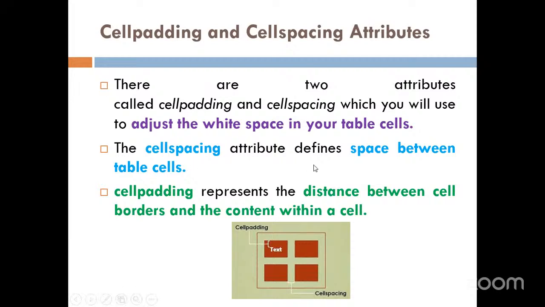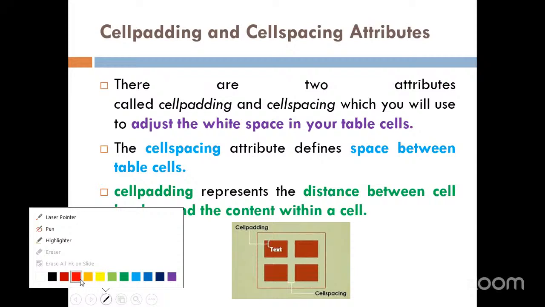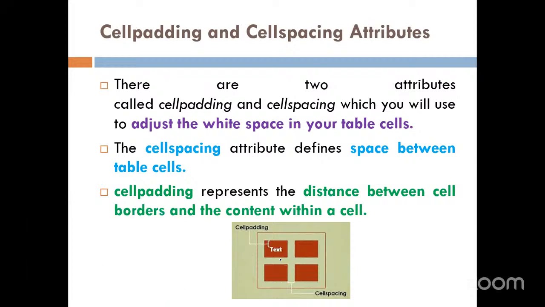Cell spacing attribute defines space between the table cells. See here. So what is the space we have here in between cells? That is called cell spacing. Point one. Next, cell padding represents the distance between cell borders and the content within the cell. Content within the cell is a text. What is the distance between this text to the borders of this cell is called cell padding.